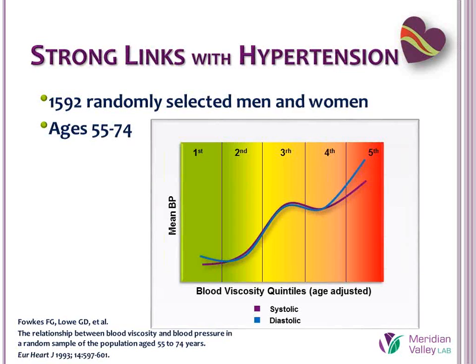This is important: blood viscosity remained independently linked after adjusting for age, sex, body mass index, social class, smoking, alcohol intake, exercise, angina, cholesterol, type 2 diabetes, plasma viscosity, fibrinogen, and hematocrit. So after controlling for all of those variables, blood viscosity was still independently linked with both systolic and diastolic blood pressure.